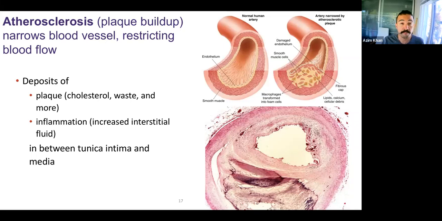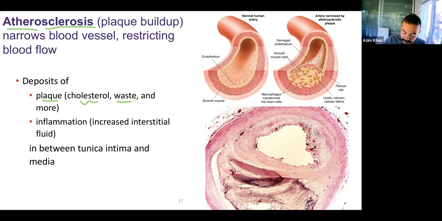Now on to some examples of medical conditions. One that you may have heard of is called atherosclerosis. What this is referring to is a buildup of plaque. Plaque is, in this case, cholesterol, waste, and other things that just build up. They can build up because of diet, because of exercise or lack of exercise, and even genetic conditions. So there's lots of factors that can lead to the buildup of plaque.